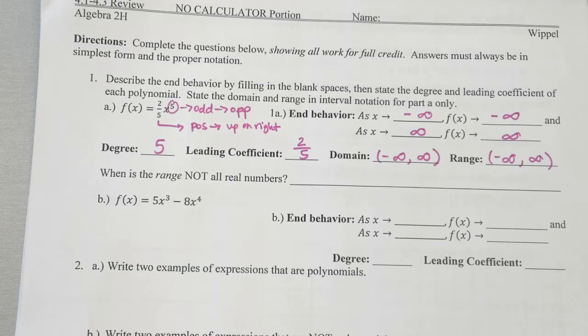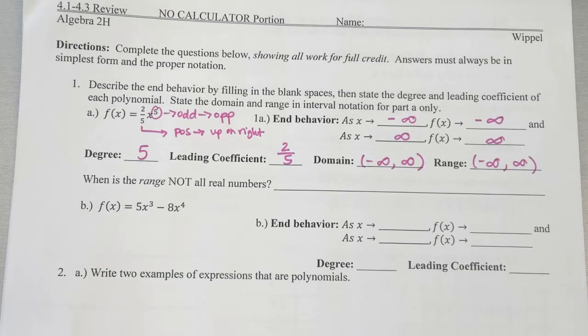Okay, and then I want you to talk with your row, and I want you to talk to each other about what you said for the next one. So when is the range not all real numbers?